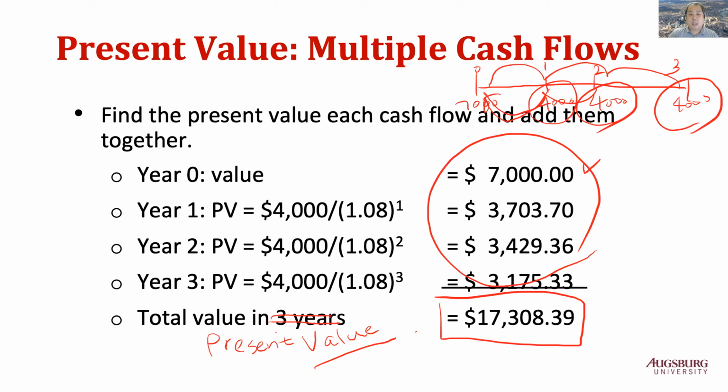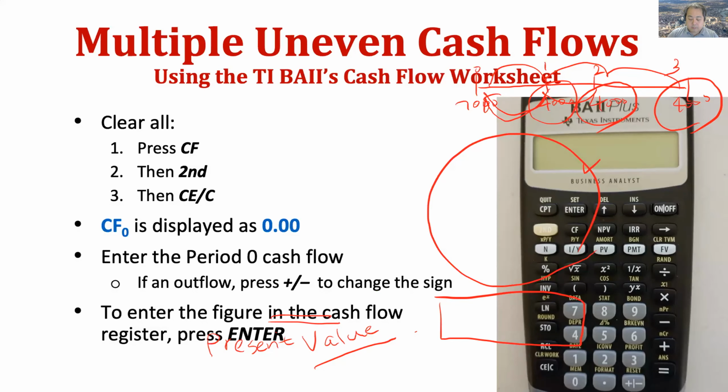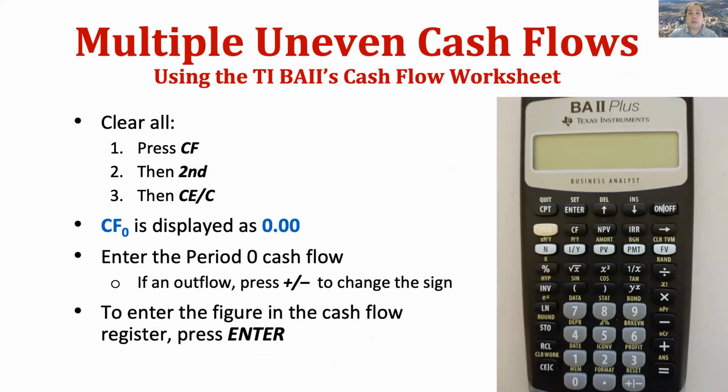Calculate present value of each cash flow and add them up. That will be the present value of the multiple cash flow. But there's a way to calculate, especially for present value, by using our BA2 Plus calculator. This worksheet called the cash flow worksheet. Cash flow worksheet, you need to use CF, but this key, CF, is the cash flow.